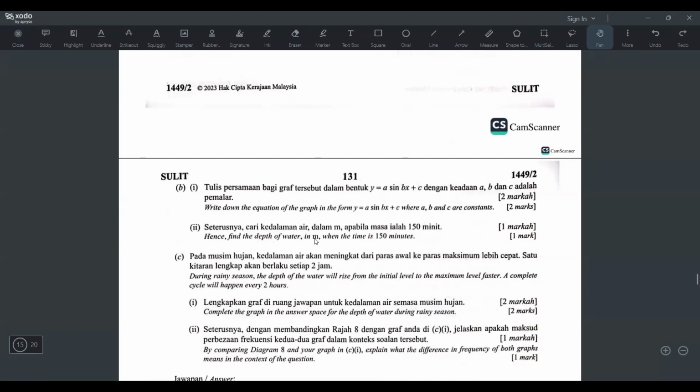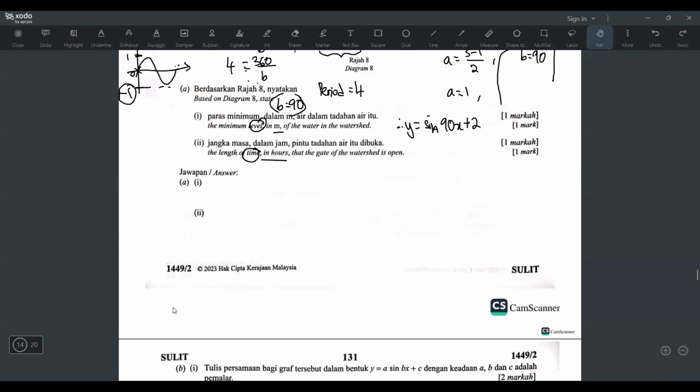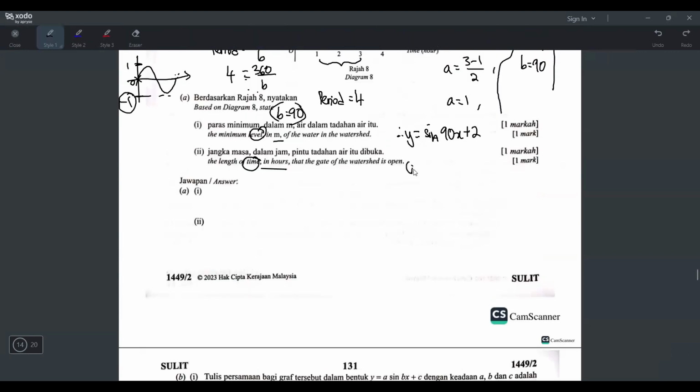Hence, find the depth of water in meter when the time is 150. Okay, depth of water is the Y, the Y axis. Time is the X axis, right? 150 minutes. So I'll just sub the X 150 inside the equation to find Y. So question 2, when X equals 150, right?